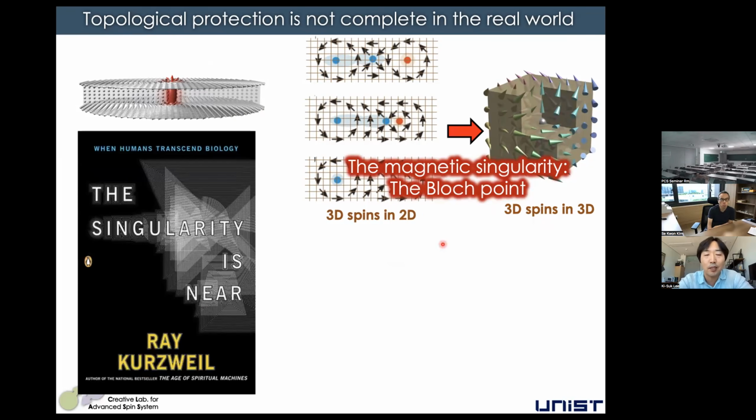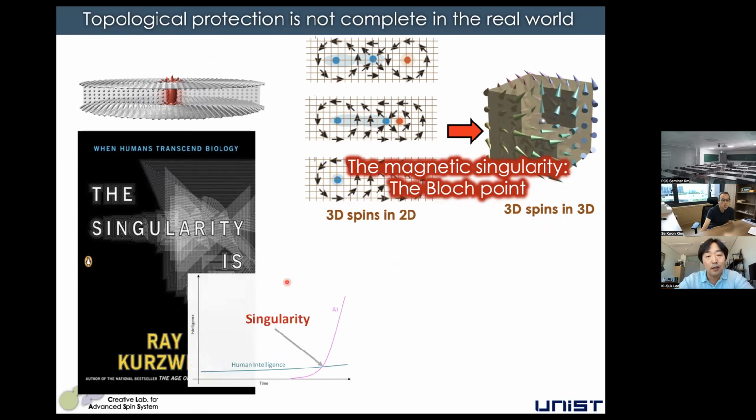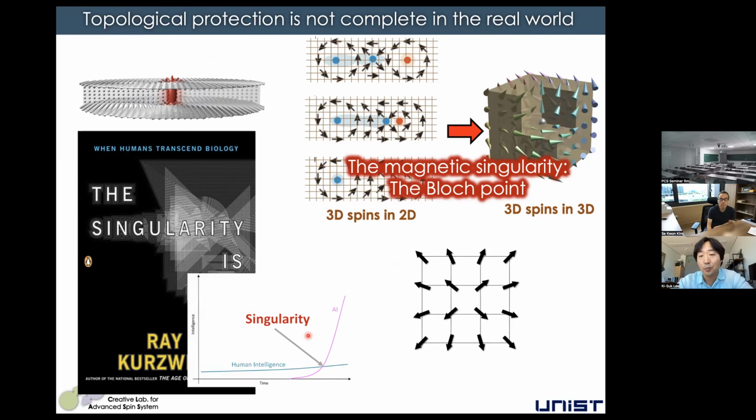Here, singularity is a very popular terminology these days. In this book, the meaning of singularity is completely different from our system, but they define the singularity point like this: the point where the ability of AI crosses over the ability of human intelligence. And this point, they define as the singularity. Similarly, we can define the singularity of a magnetic system like this. Here, let's consider 2D spins in a 2D system.